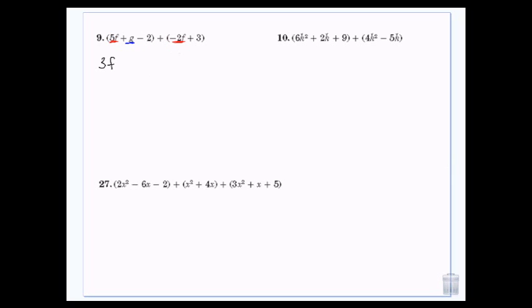Oh, look, the lonely G has nobody to go with, so he stays by himself. And then the negative 2 and the 3 go together. K squared, so 4 plus 6 is 10. 2k and negative 5k gives me negative 3k. And then there's a lonely 9 by himself, so he just hangs out.